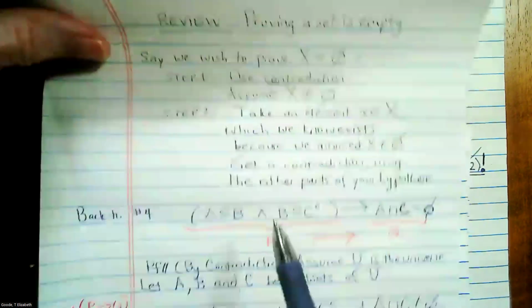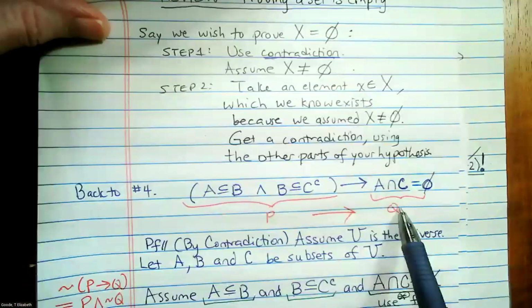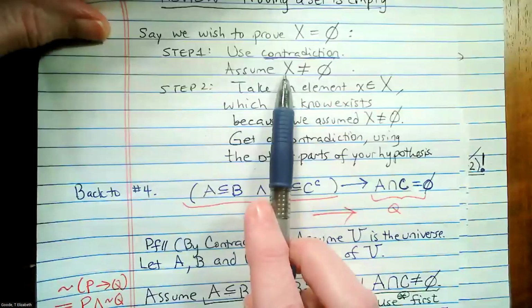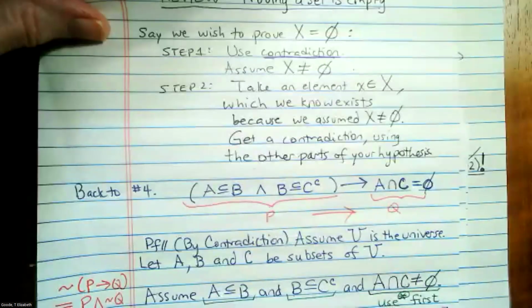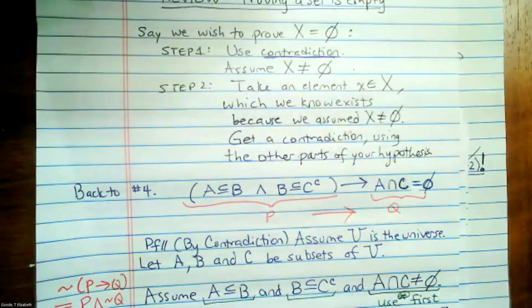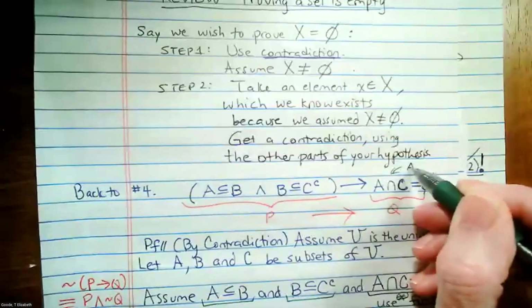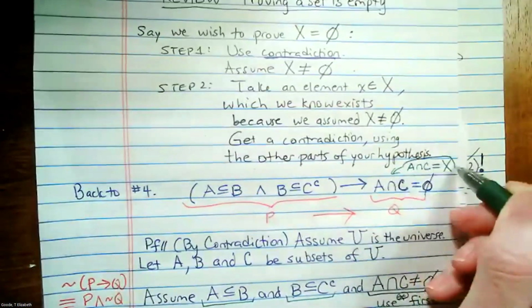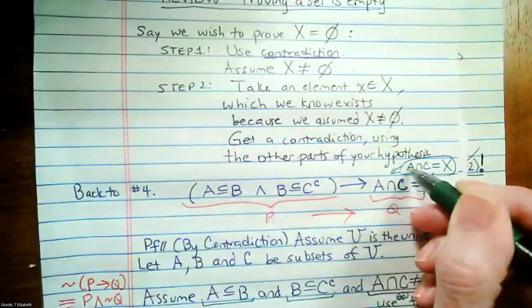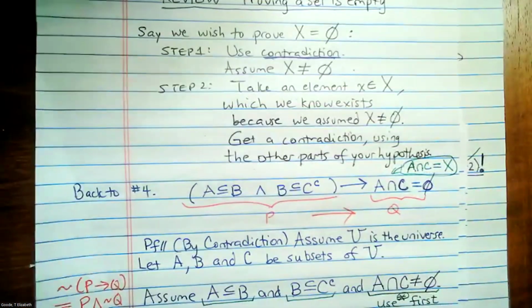In this case, the other part of the hypothesis was P. The not Q was the assumption that X isn't empty. A intersects C is our X here. Does that make sense? Yes, it does make sense. A intersects C is the set X that we're talking about in this problem. It'll be a different set in other problems.